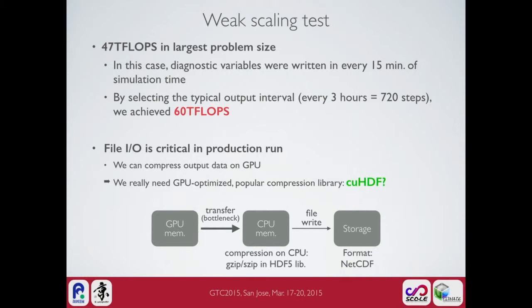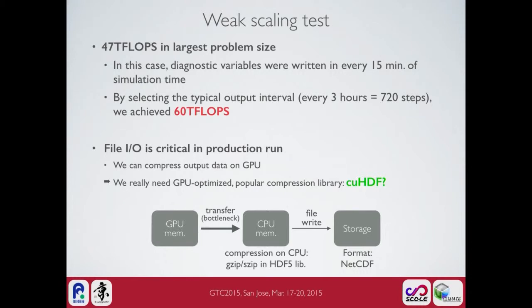But in this case, diagnostic variables for the monitor were written to files every 50 minutes of simulation time. It is a very frequent case. By selecting the typical output interval for the production run, which is every 3 hours, we achieved 60 teraflops. This result suggests that file I/O is very critical for the production run. So it is not ignorable time.